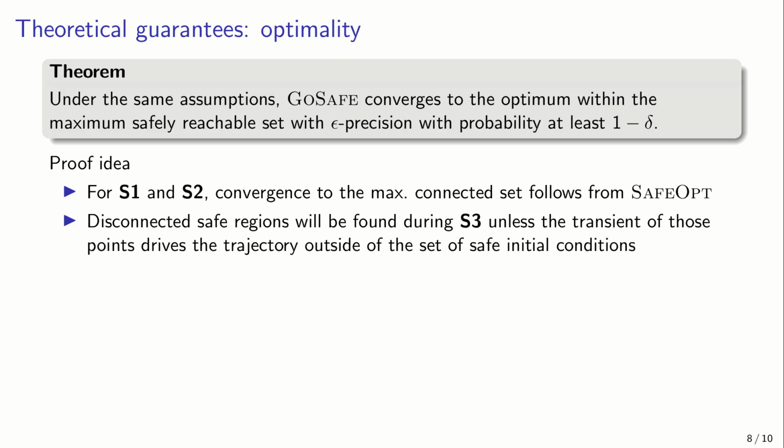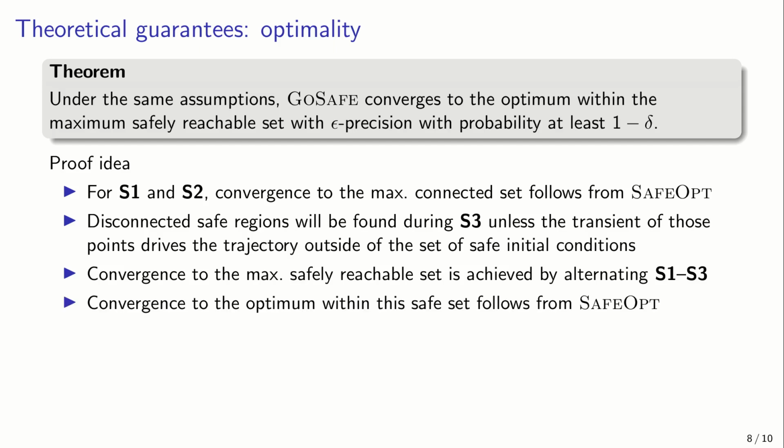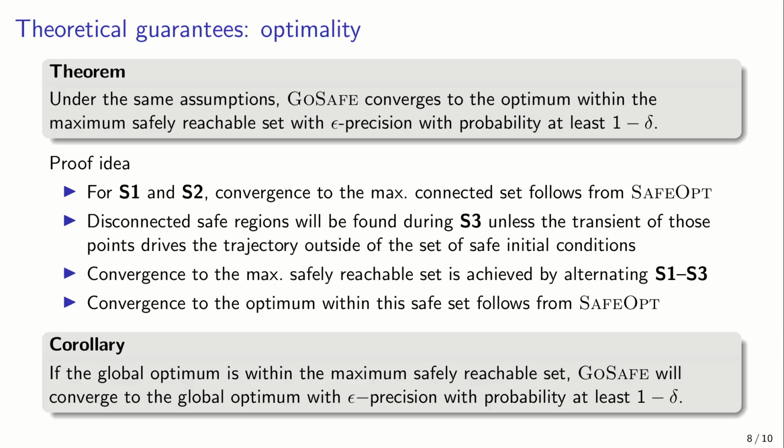Having defined the maximum safely reachable set in such a way, we can guarantee convergence to it by alternating stages 1 to 3, and then the convergence to the optimum within the safe set follows from SAFEOPT. Finally, we can make a statement about the global optimum. So if the global optimum is contained within the maximum safely reachable set, GoSafe will converge to it with epsilon precision and probability at least 1 minus delta. So much for the theoretical guarantees.